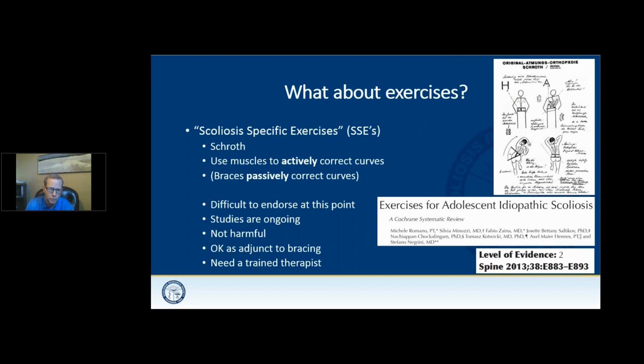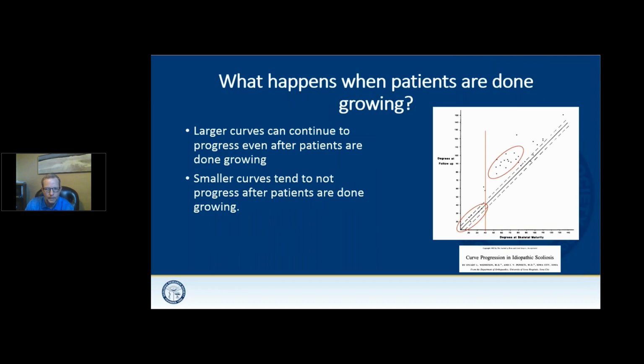So what happens when patients are done growing? And this graph is very simple. What we see on the bottom horizontal axis is how big the curve was when the patient stopped growing, and what we see on the vertical axis is how big the curve was years later. And so if it didn't change, it would be right along this line in the middle. And look at these two basic groups. So in patients that had a smaller curve when they were done growing, it didn't change, and it didn't get worse when they got older. But at larger degrees, you see this cohort of patients where the curve continues to get bigger.